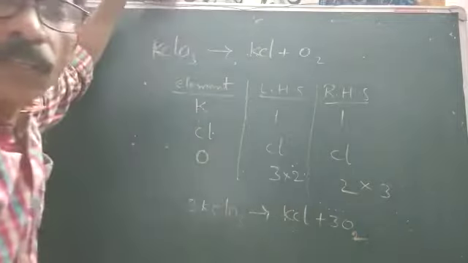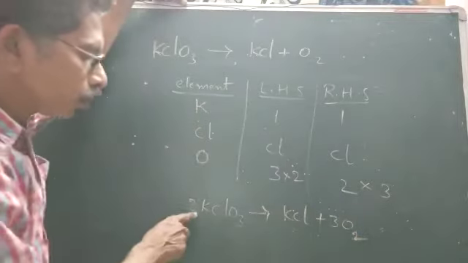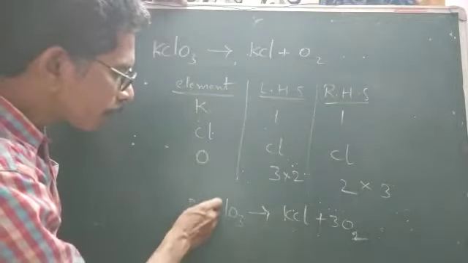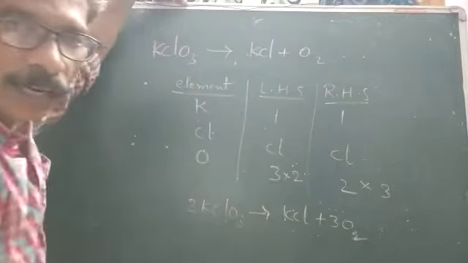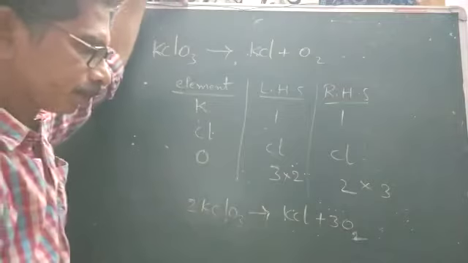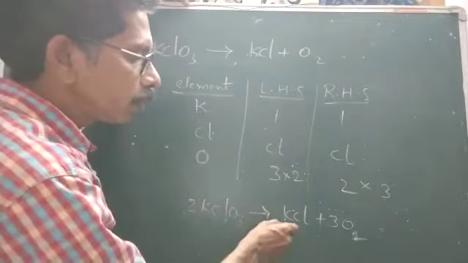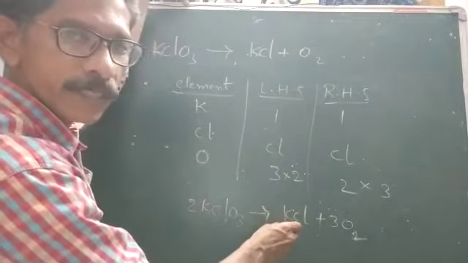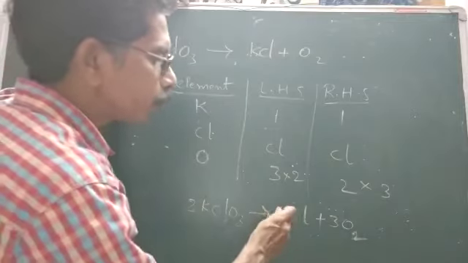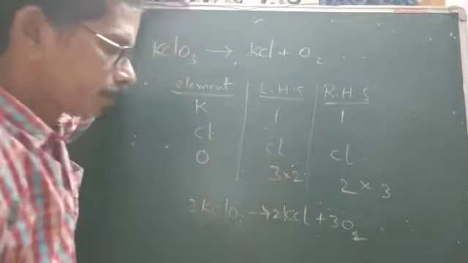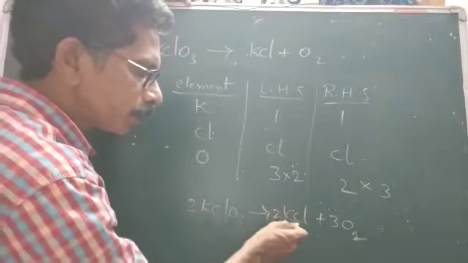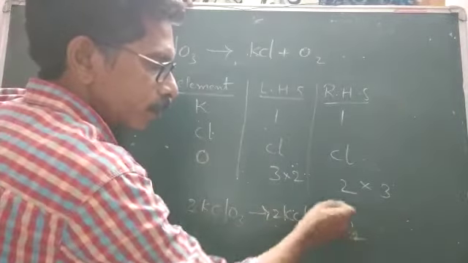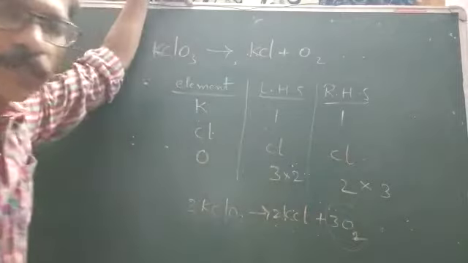Now is it balanced or not? Check it first. So here 2 means 2 potassium, 2 chlorine and 6 oxygen atoms. But here only 1 potassium atom is there on the right side. So to make it 2, write 2 here. Now the right side also has 2 potassium, 2 chlorine and 6 oxygen atoms. Now it is a balanced equation.